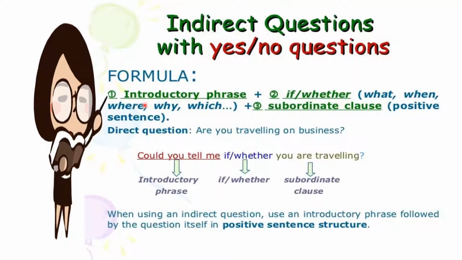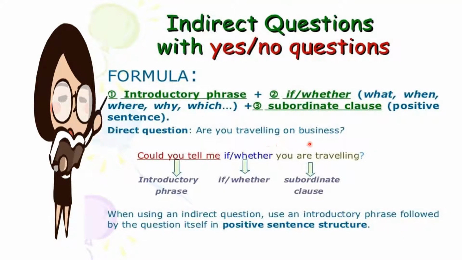So still the same, the introductory phrase is the formula. After that, with if or whether, you pick one of them. If and whether replace what, when, where, why, okay? And after that comes the subordinate clause in the positive sentence.